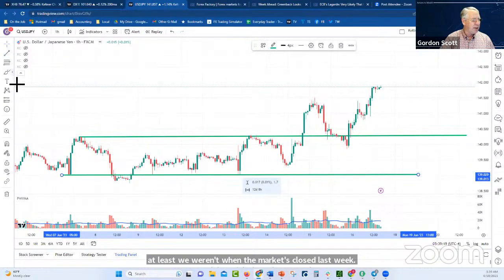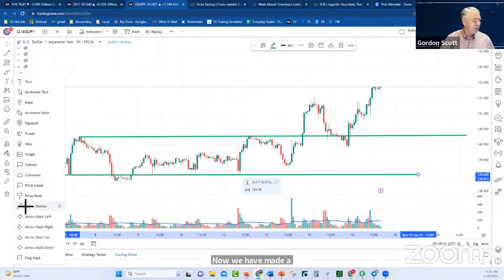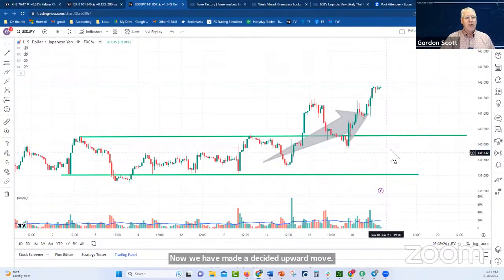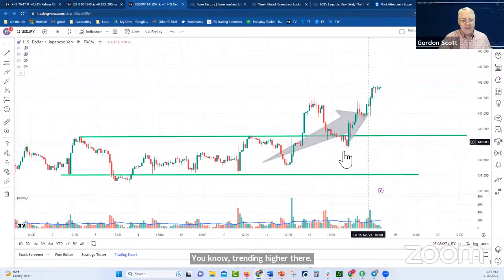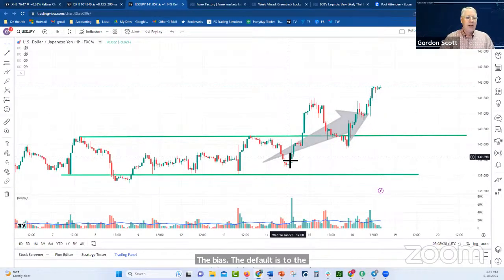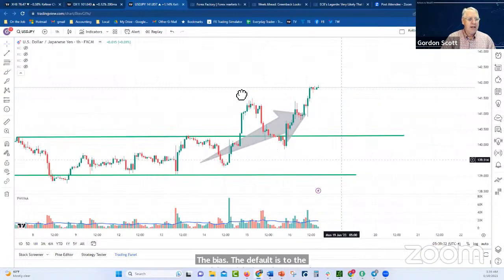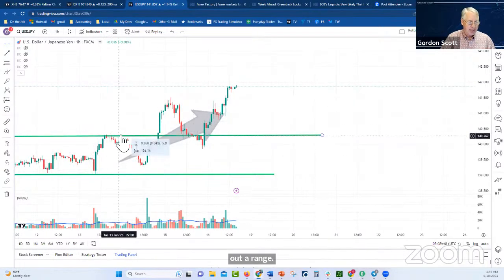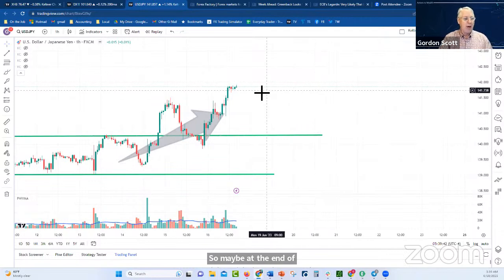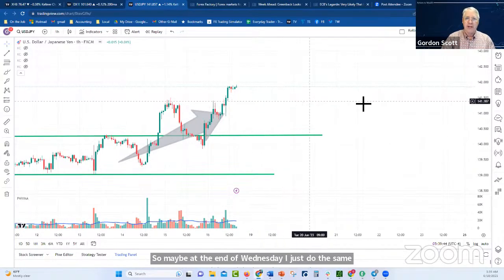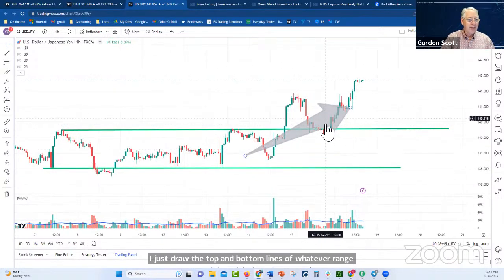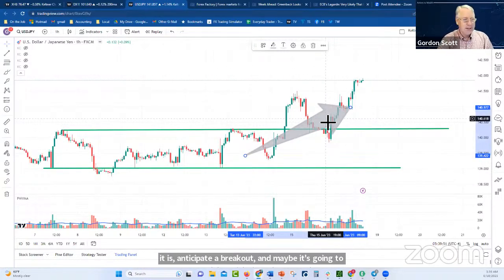Now we have made a decided upward move, trending higher there. Okay. So I say, all right, the bias, the default is to the upside. I'm going to watch over the next 3 days and see if, in fact, I can pick out a range. So maybe at the end of Wednesday, I just do this same thing. I just draw the top and bottom lines of whatever range it is, anticipate a breakout. And maybe it's going to look something like what it did this last week.